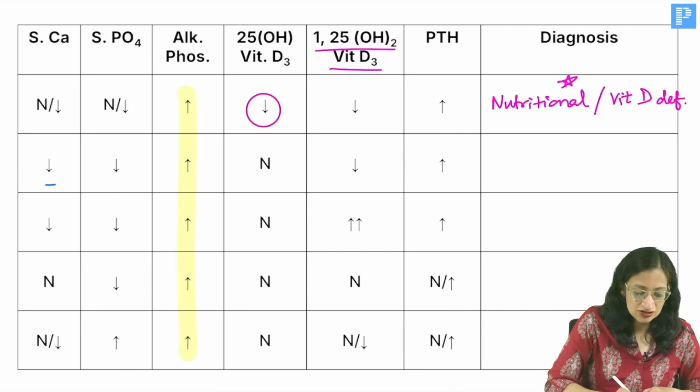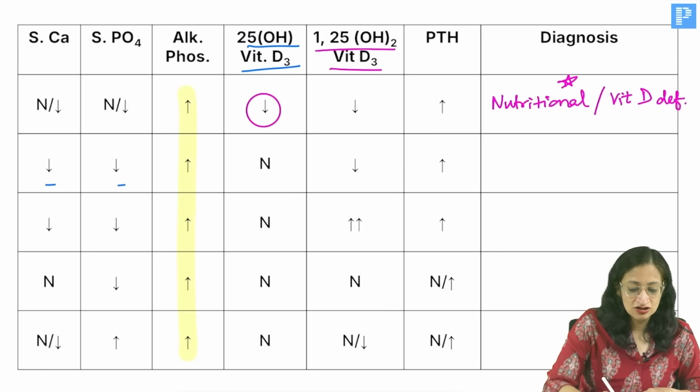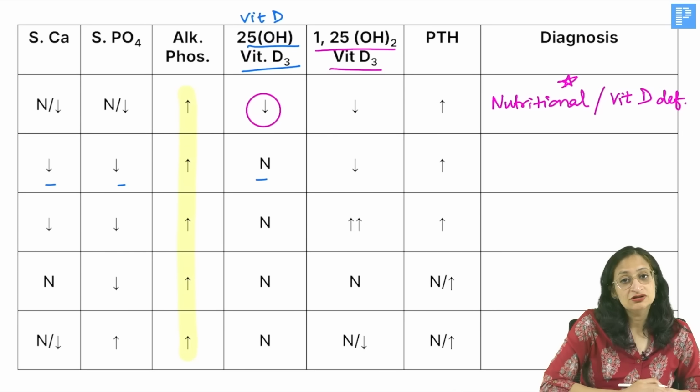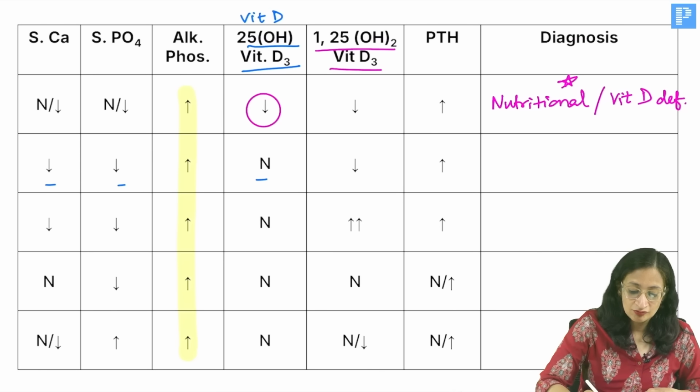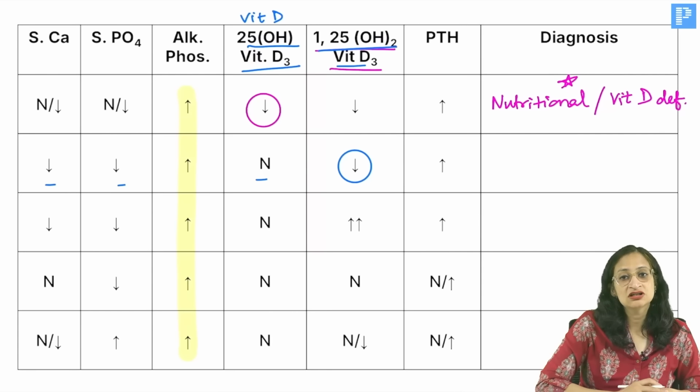So here serum calcium and phosphate levels are low, alkaline phosphatase obviously is high. The vitamin D level that we normally measure is this 25 hydroxy vitamin D3. Vitamin D levels are normal here. So dietary deficiency of vitamin D is not there. But the active form of vitamin D is not adequate. So there is a decrease in the level of active form of vitamin D3.